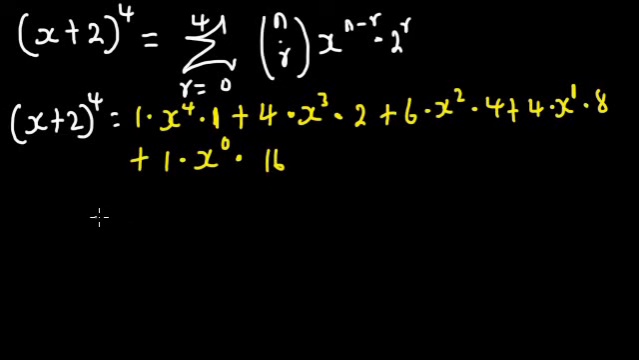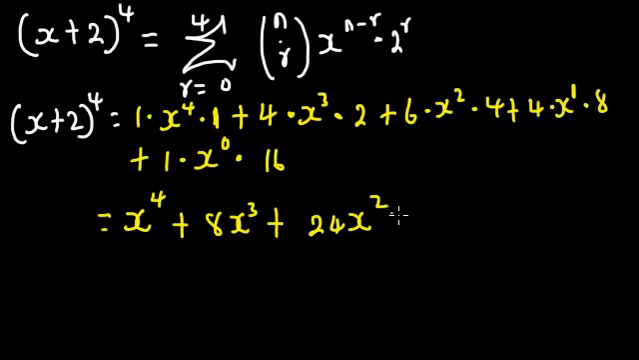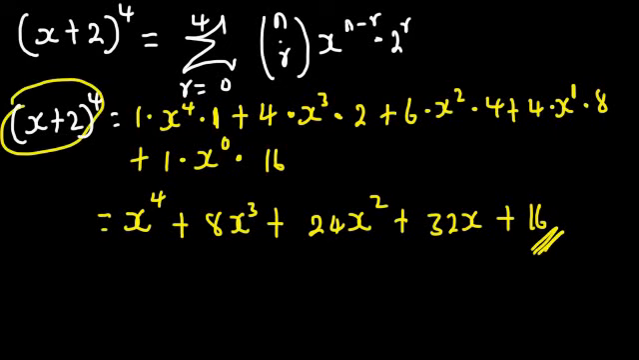So right now, we can simplify. 1 times x raised to the power 4 times 1 gives us x raised to the power 4, plus 4 times x cubed times 2 gives us 8x cubed, plus 6 times x squared times 4. 6 times 4 gives us 24. We have 24x to the power of 2. Then plus 4 times 8 gives us 32x. And finally, we have plus 16. So this is our answer to the expansion of x plus 2 raised to the power of 4 through the use of binomial theorem.